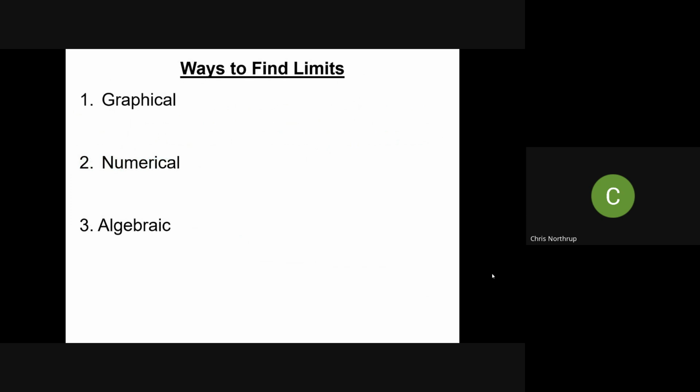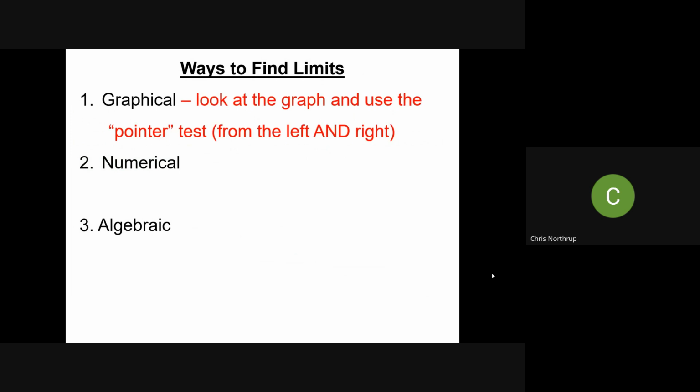So the ways that we're going to find limits, one of three ways. Either graphical, meaning we just look at the graph and use what I call the pointer test from the left and right. I'll show you more about what I mean by that in class. I'm basically just using my index fingers: are the y's approaching the same value? If so, that is my limit. If not, then I would say the limit does not exist.